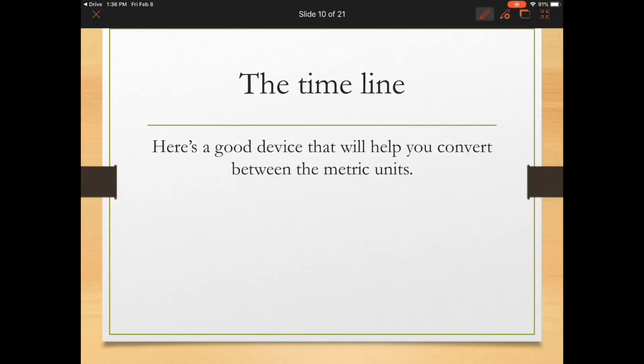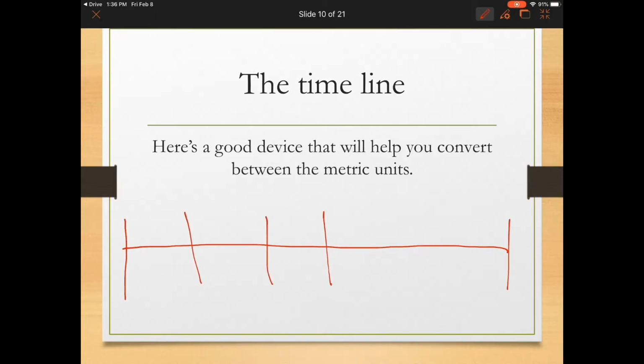So now let's talk about the timeline. This is the device I'm going to be giving you to help you convert between the different metric units. What we're going to do is just draw a timeline. So draw a straight line across, and we're going to put 7 ticks on this line. This is the base, and as we go through the slides, we're going to be adding the prefixes and the different units for each of the general metric units we'll see and need to convert between.